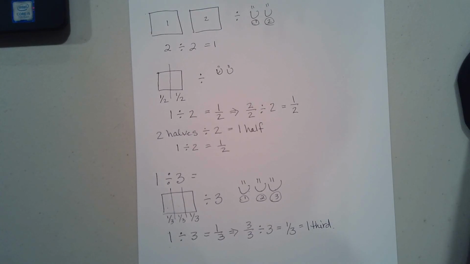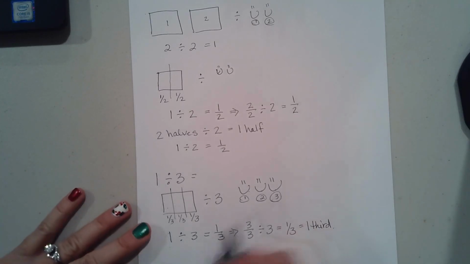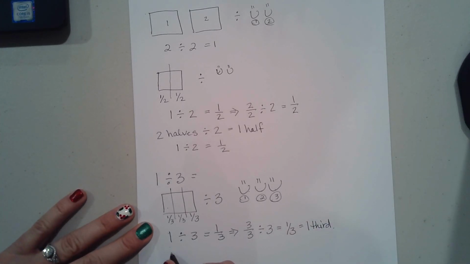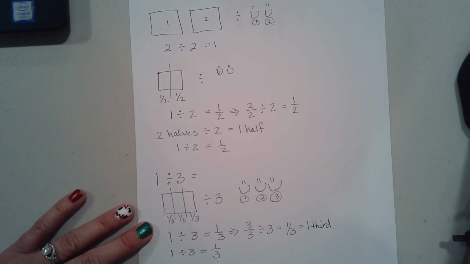Now, we can write the division expression as a fraction. So 1 divided by 3 is the same as 1/3. So remember what we've learned. We've learned that fractions are division problems. Divisions are really fractions, and they are also decimals.